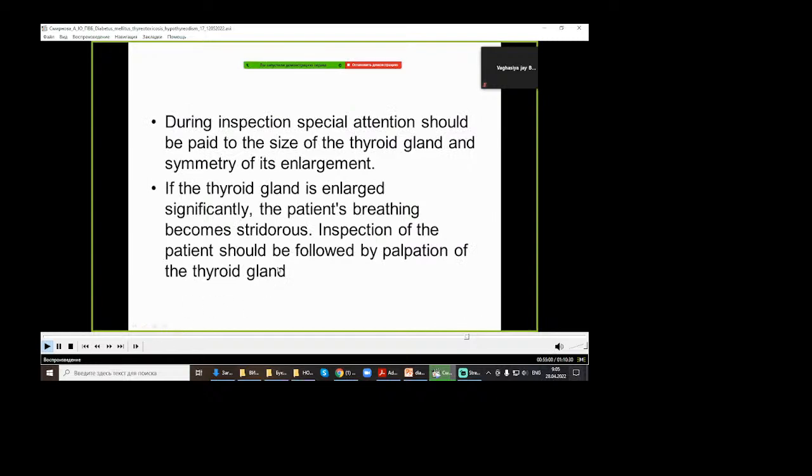During inspection, special attention should be paid to the size of the thyroid gland and symmetry of its enlargement. If the thyroid gland is enlarged significantly, the patient's breathing becomes stertorous. Inspection of the patient should be followed by palpation of the thyroid gland. So, inspection of the thyroid gland, we have talked about it in the previous semester. Revise your knowledge, revise the practical skill of thyroid gland palpation.